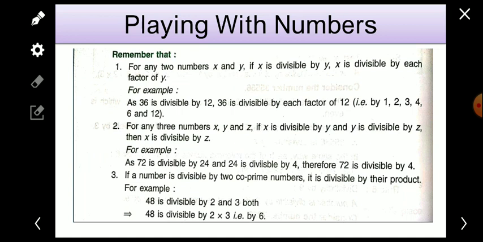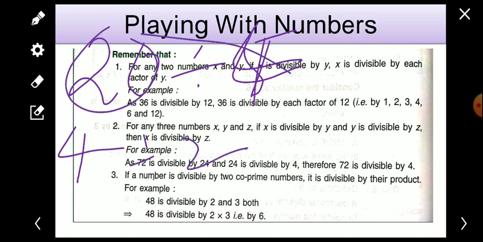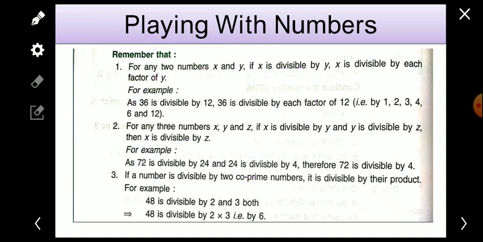Let me take one more example. Suppose 20 is divisible by 4 and 4 is divisible by 2. It means 20 will be divisible by 2 also, the third number. You take examples and practice it.